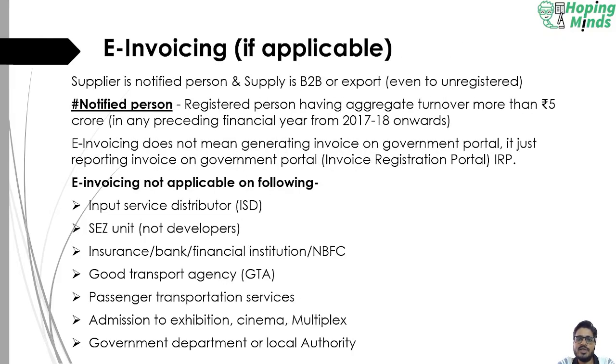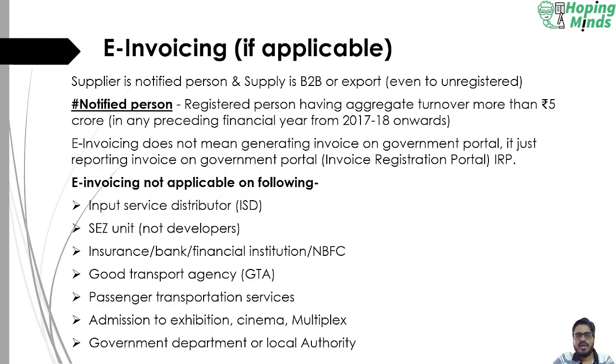E-invoicing. Let us now understand what is e-invoicing. E-invoicing is applicable to suppliers who are notified persons and are engaged in B2B supplies or export. Who are notified persons? Notified persons are those registered taxpayers whose aggregate turnover is more than rupees 5 crores in any preceding financial year from 2017-18 onwards. So, even if your turnover hasn't exceeded rupees 5 crores in the current financial year or in the previous year, you are still required to generate e-invoice if your turnover ever exceeded rupees 5 crores from 2017-18 onwards.